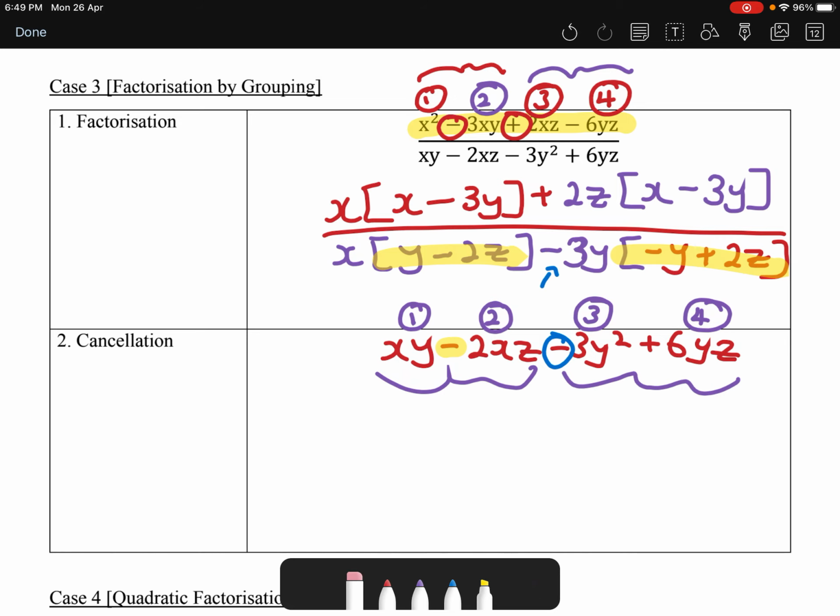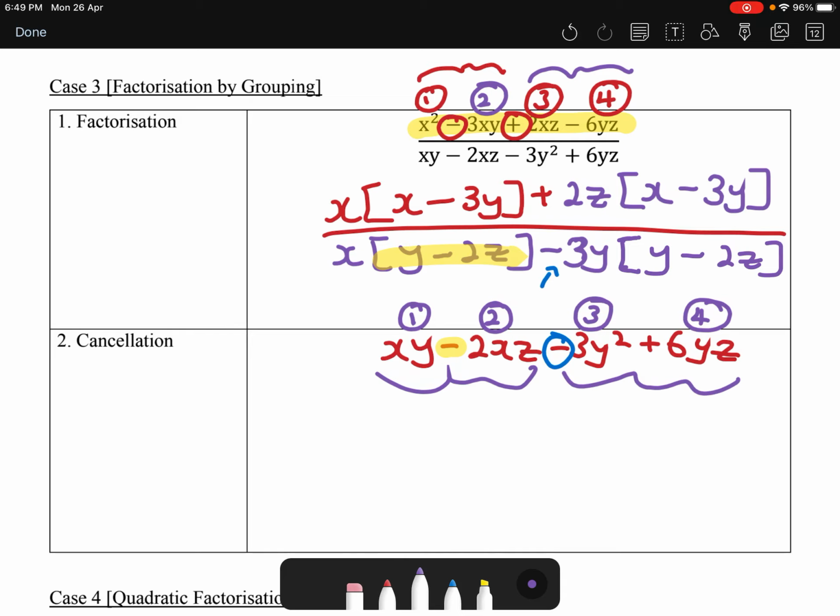Okay, so now let's take a look at our third and fourth term again. For the third term, minus 3y squared, I take out minus 3y. So what is left is only y. Then for the fourth term, plus 6yz, I take out minus 3y. So you must put a minus here. Then what is left is just minus 2z. Okay, so this is how you factorize.